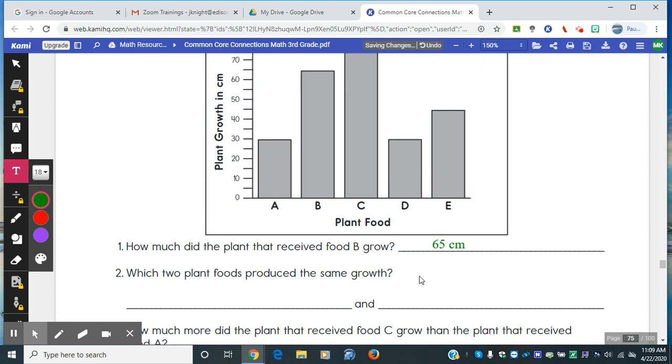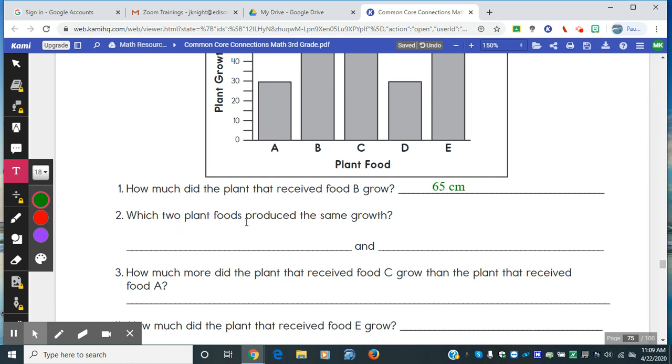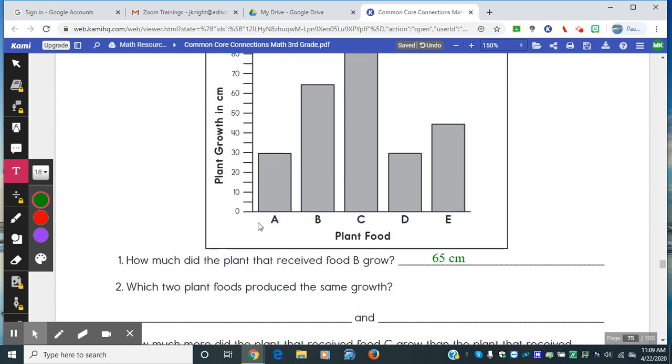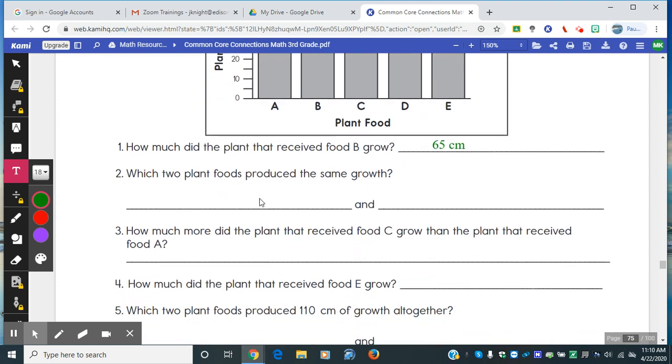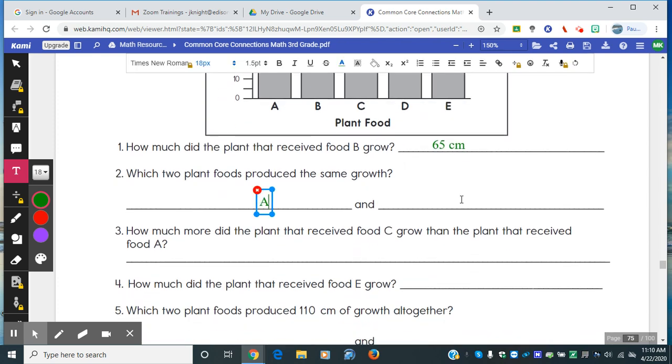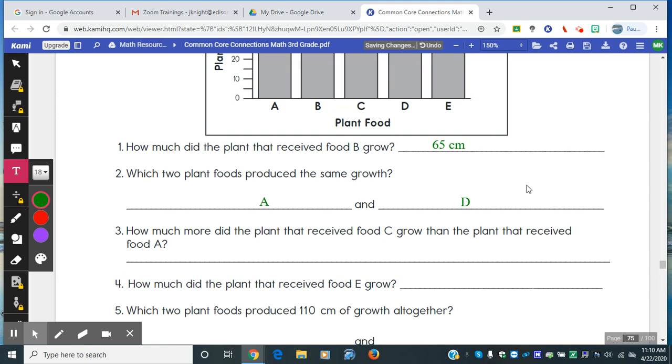The next question asks, which two plant foods produced the same growth? So right now what I'm looking at is my plant food bars, and I'm trying to find two that are the same. Two bars that are the same height. And if I look carefully, I notice that A and D stop in the same place. They both stop at the 30. So they produce the same height. Plant food A and plant food D produce the same height or the same growth in their plants.